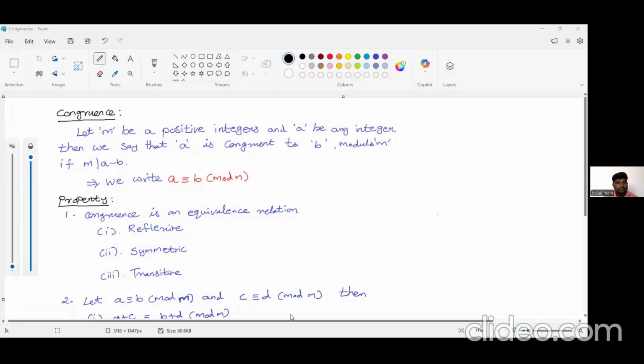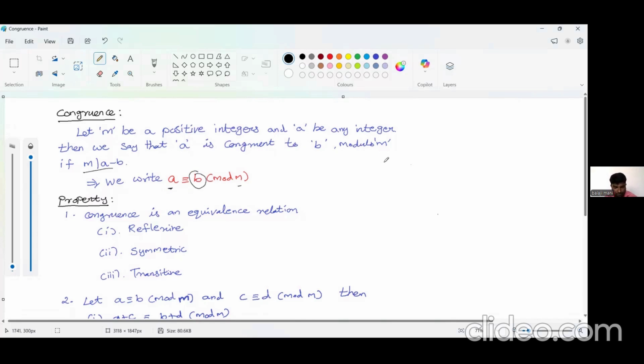First we see the definition of congruence. Let m be a positive integer and let a be any integer. Then we can say that a is congruent to b modulo m if m divides a minus b. This is the condition, so we can write the congruence form a ≡ b (mod m). That means when a is divided by m, the remainder is b.